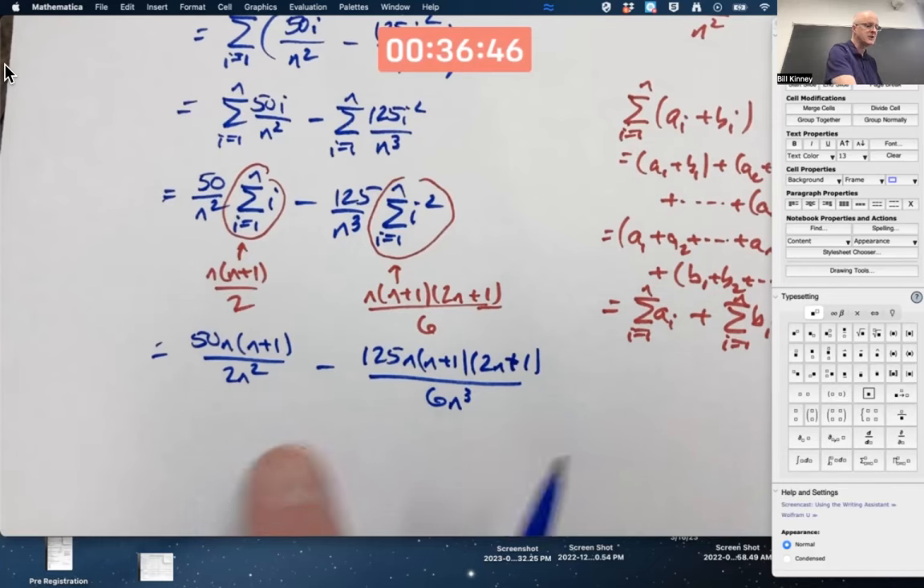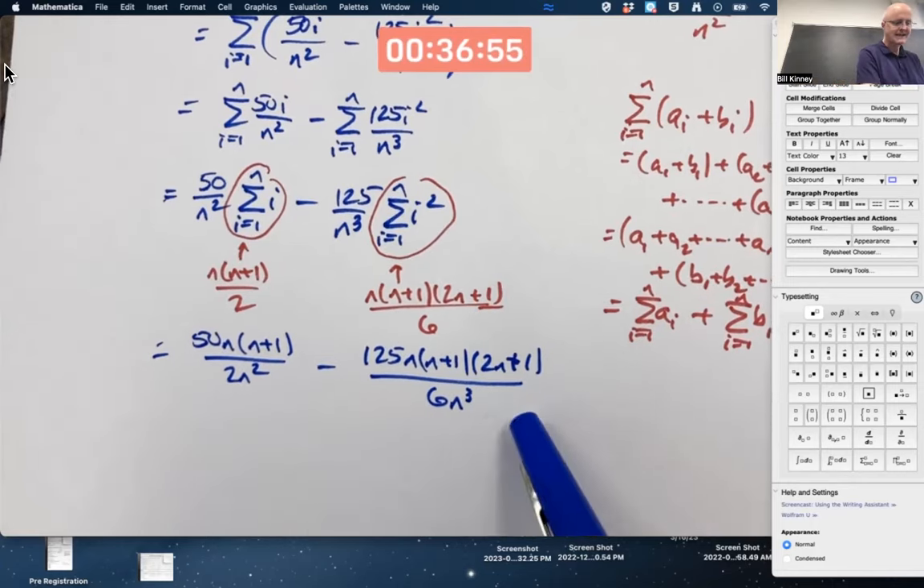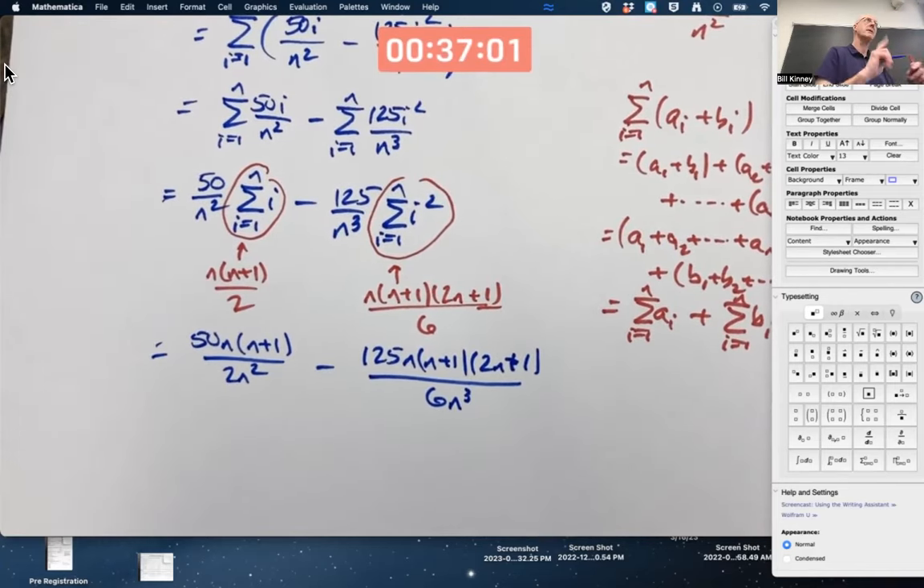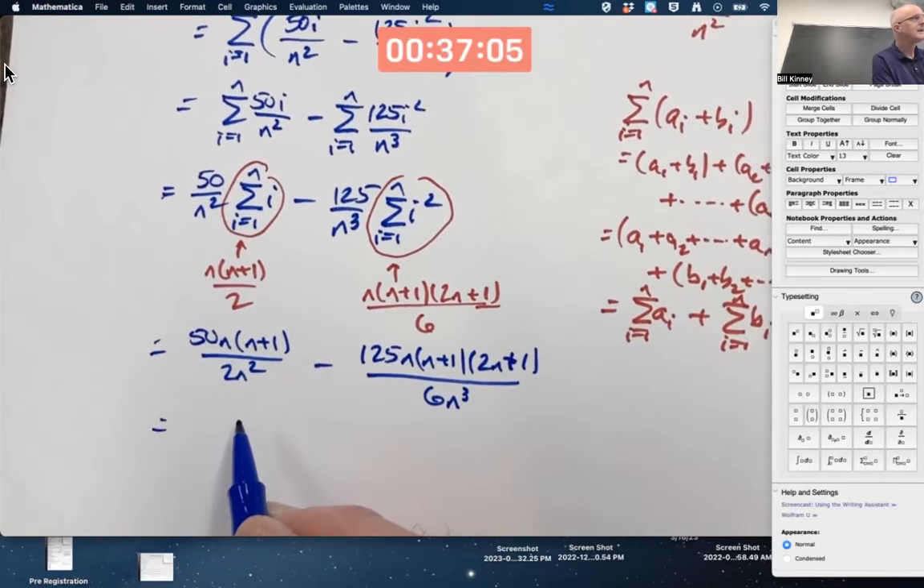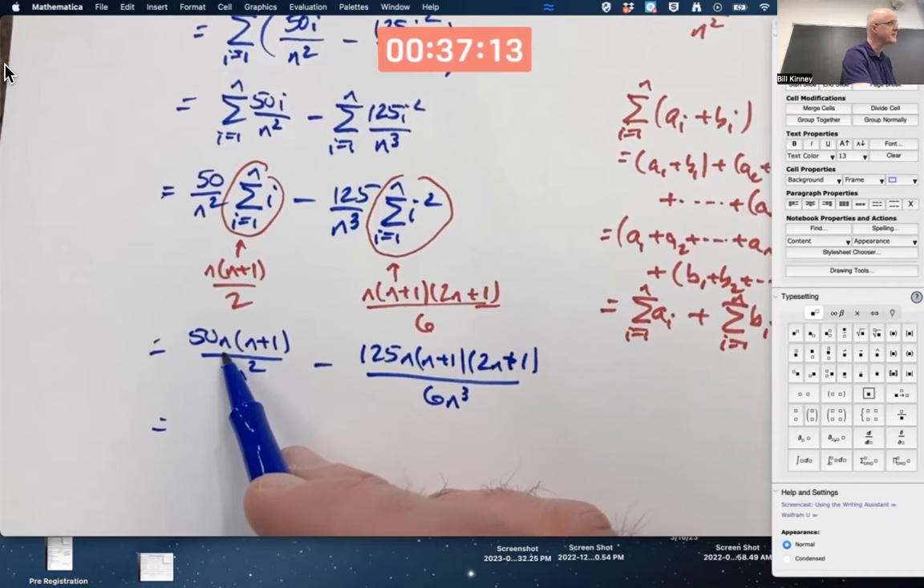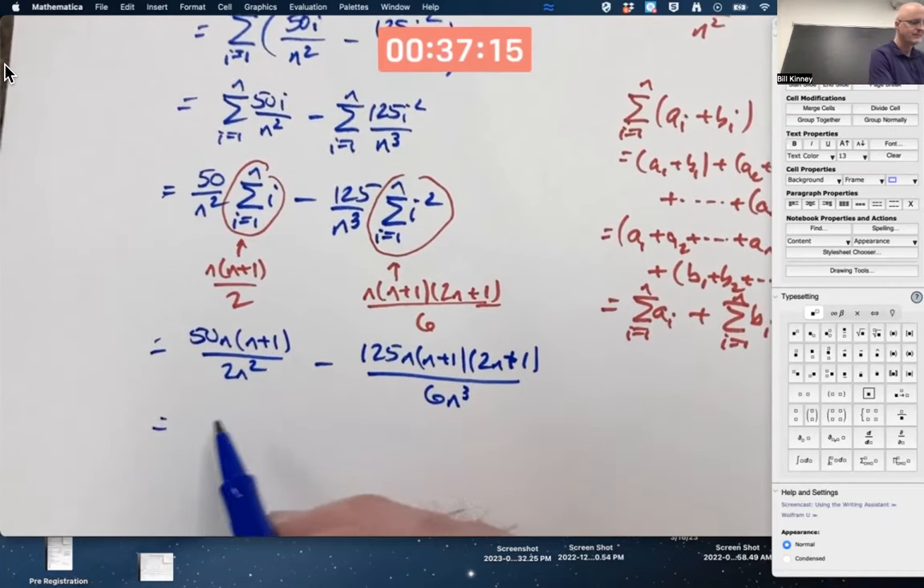These are rational functions of n where the degree of the top and the bottom, the numerator and denominator, are the same. They're both n squared with this one, and they're both n cubed with this one. So the limit, yes, it could be figured out with L'Hopital's rule, but we don't have to figure it out with that. The limit is the ratio of the coefficients of the highest powers. The n squareds in this one, the n cubes in this one. n squared has a coefficient of 50 in the top here and 2 in the bottom.